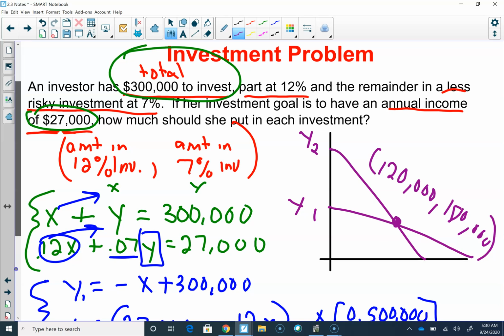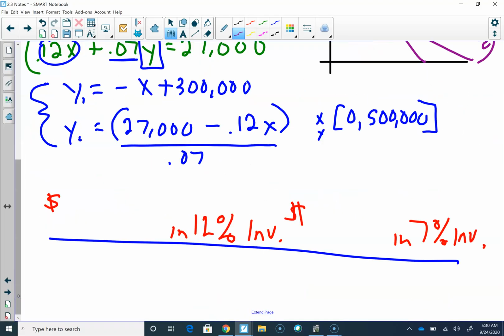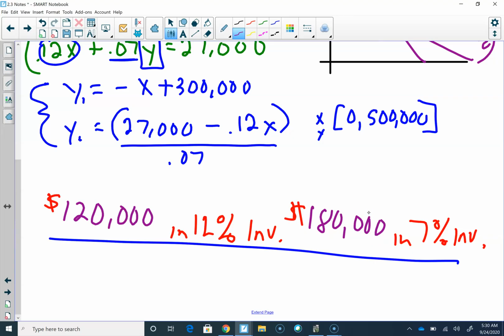So if I go back down here, I'm going to say that it's going to be 120,000. I'm going to put in the 12%, and 180,000. I'm going to put in the 7%, and that is going to create my profit of 27,000. So if I were to plug both those in there, I should end up with 27,000, and if I add them together, the 300,000.